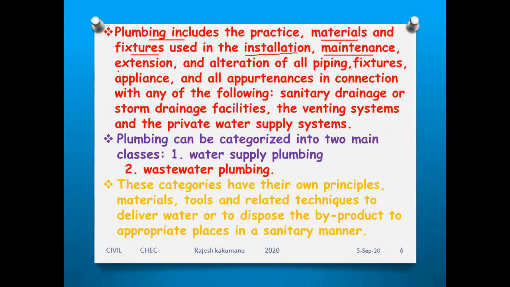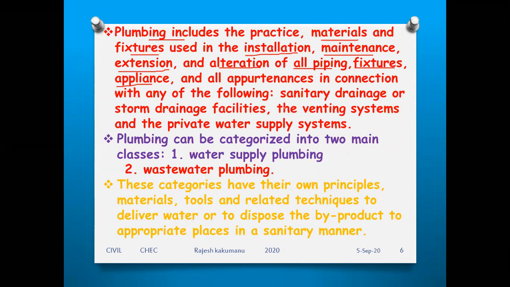Extension, for example, going to the next floor. For example, you have a two-floor house and you want to extend to a third floor. Before that, you have to make a plan of where the plumbing system, the bathroom, the kitchen, the bathtub and the other things should be placed. And any alteration in the existing installation: in the existing plumbing system, is there any alteration? How to do it for all the piping, all the fixtures, all the appliances and other appurtenances, right?